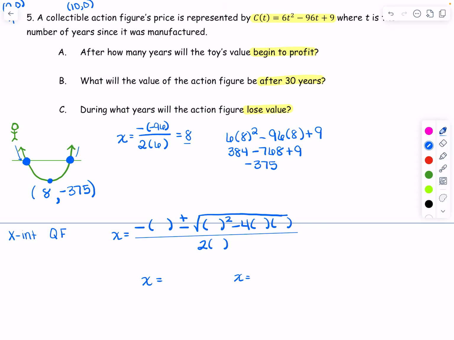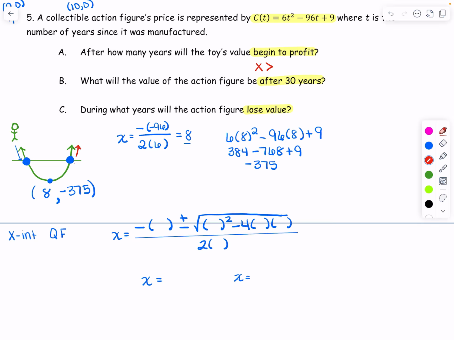All right, now let's go ahead and see what these questions are asking us. Question A: after how many years will the toy's value begin to profit? When it starts profiting, that's this section here. So we're going to look at this x-intercept, and we're going to say it's going to profit when x is greater than the second x-intercept, whatever you get for that one.